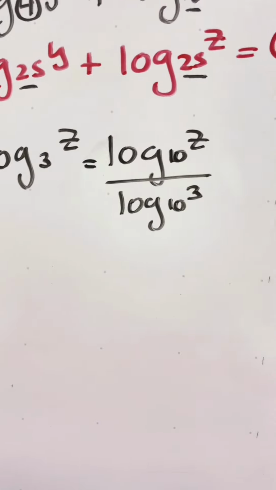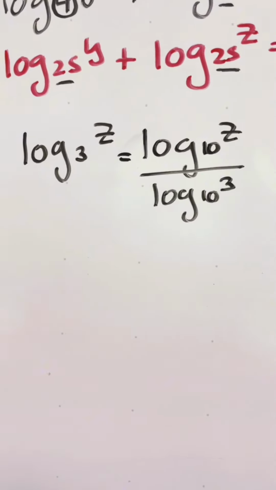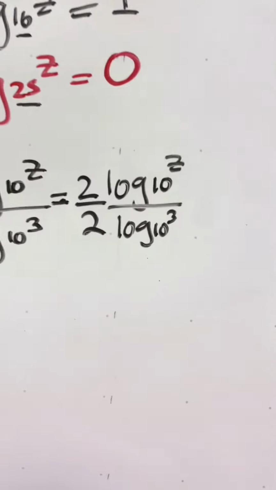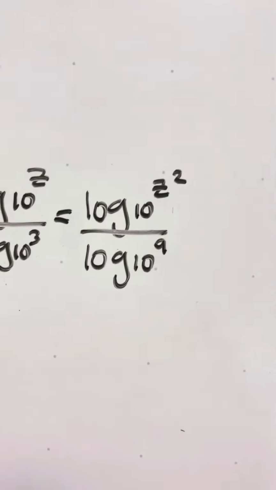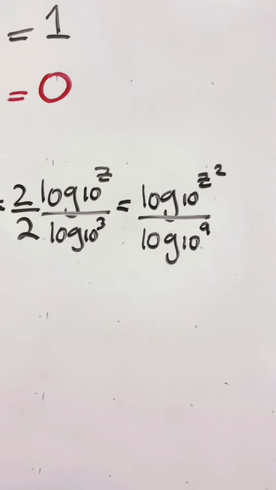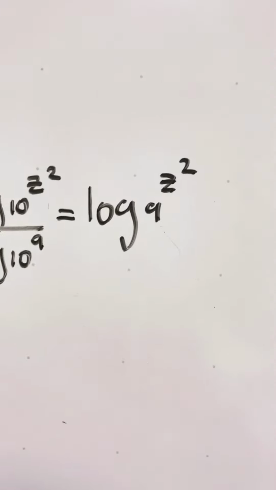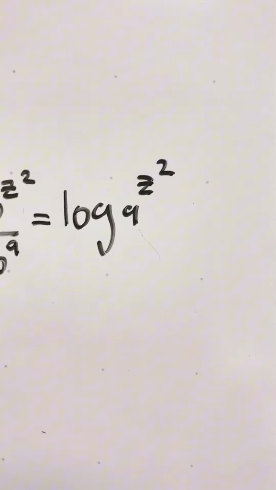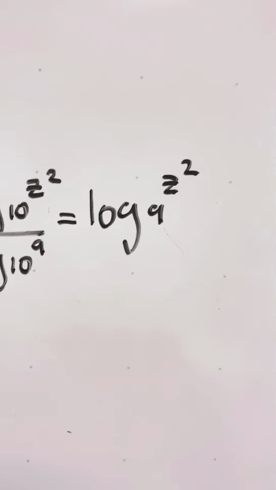Using the change of base formula, we have that it is equal to log base 10z divided by log base 103. Now we're going to multiply the numerator and the denominator by 2. The logarithmic rules allow us to bring the 2 to the exponent and we end up with log base 10z squared divided by log base 103 squared, which is simply 9. And now finally, using the change of base formula in reverse, we have log base 9z squared. So log base 3z is equivalent to log base 9z squared.